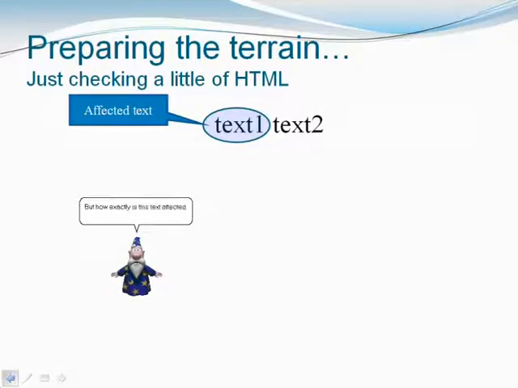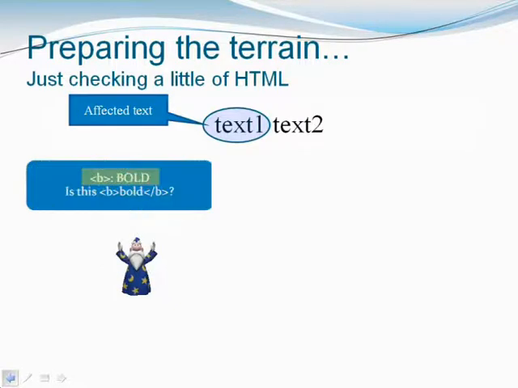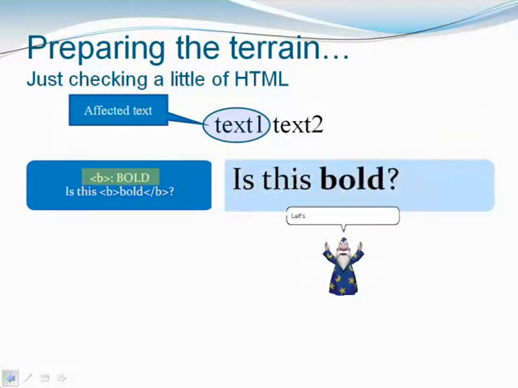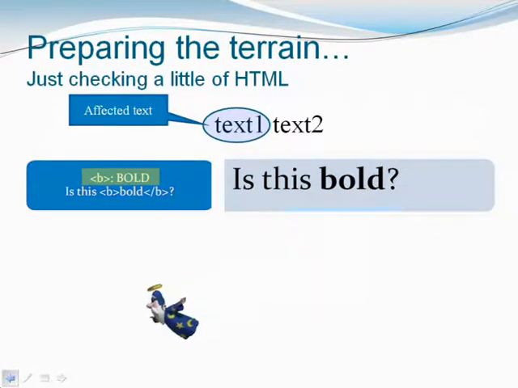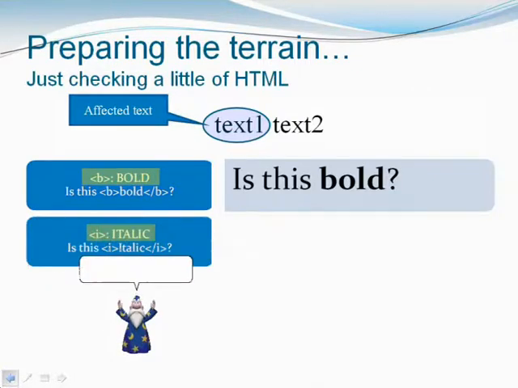But how exactly is this text affected by the tag? Tags can mean different things. For example, a B means bold, so the text affected by a tag with a B will be shown in a bold font. Look at the example. The tag bold affects only the word bold. Let's see how it looks in a browser. The tag italic affects only the word italic. See?